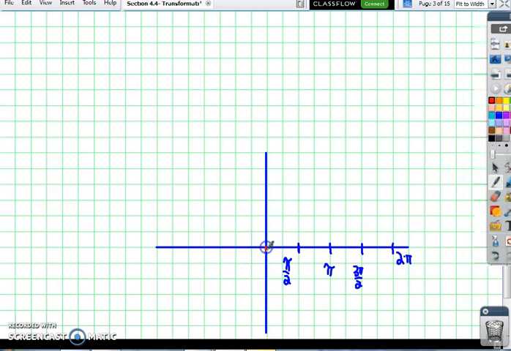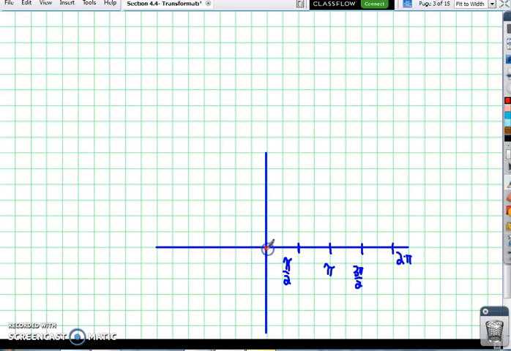Now, at 0, what's my y value? That's 0. At pi over 2, right here, I get 1. I'm going to put the scale up every 4 just because in this particular case, I want to show you exactly what the picture is doing. You can set your own scale, obviously. So I get 1 there.